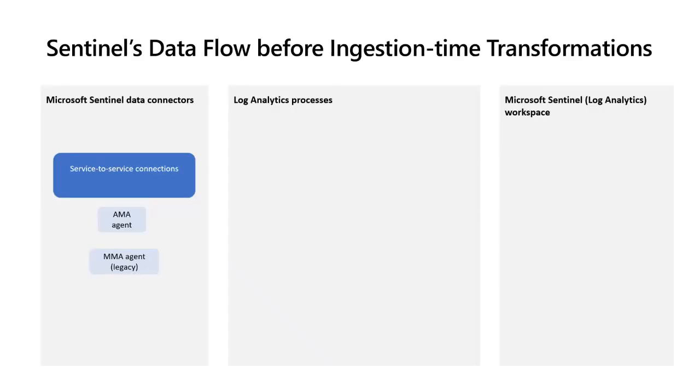Let's take a look at how the Sentinel data flow worked before the ingestion transformation was here. On the left, you see the different Microsoft Sentinel data connectors. You see here now two categories. We'll show more in a second. But you have the service-to-service connections. These are the typical connectors that we use, for example, for Office 365. We use it maybe for Azure Active Directory, and so on and so forth. And we also have the two agents that we currently support. Azure Monitor Agent, the new agent that you might be familiar with, and also the Microsoft Monitoring Agent, the legacy MMA agent.